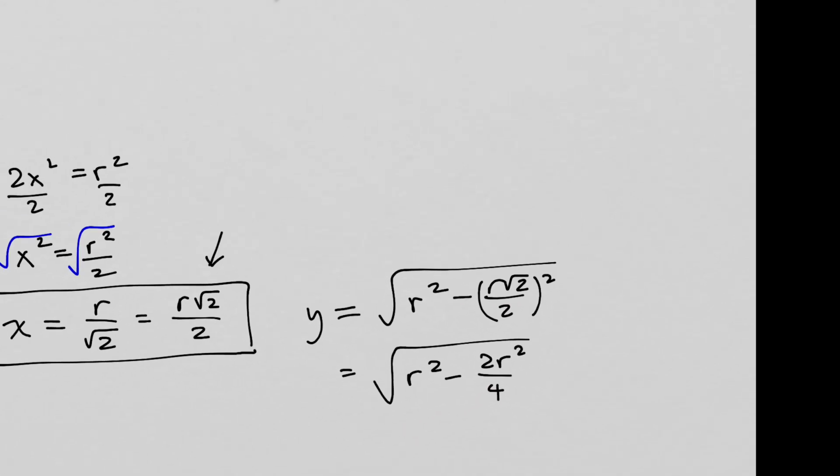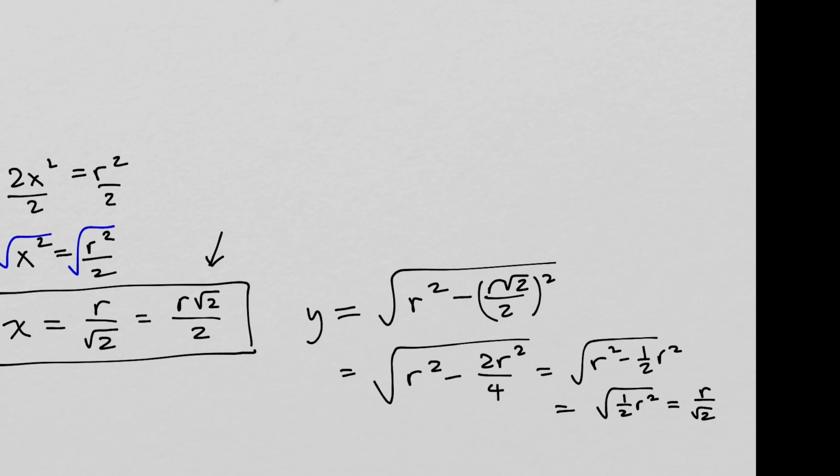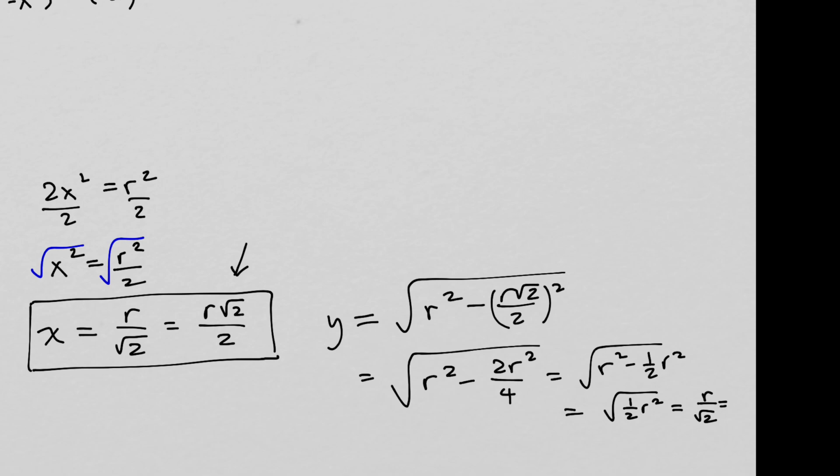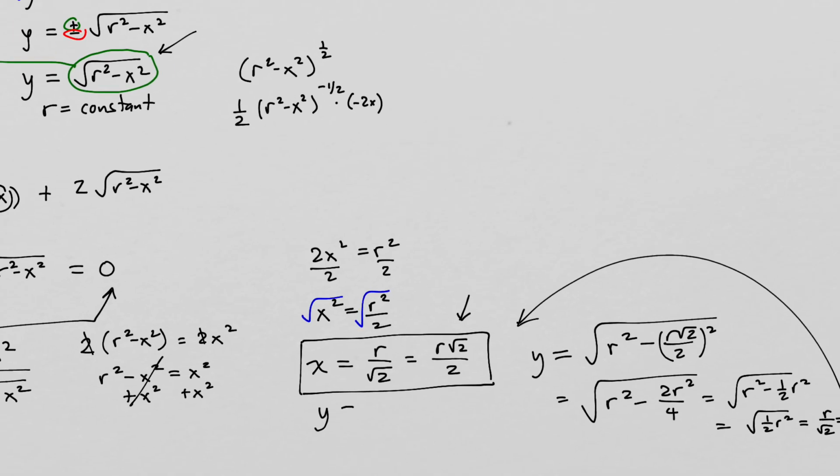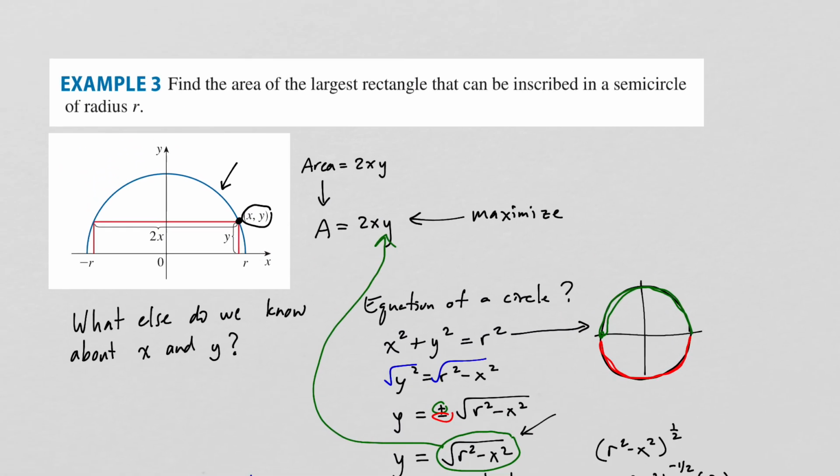And this is basically the square root of r squared minus 1/2 r squared, which is the square root of 1/2 r squared, which is r over radical 2, which of course is the same thing as x. So come back here and we'll say y is also equal to r radical 2 over 2. So what are the dimensions?